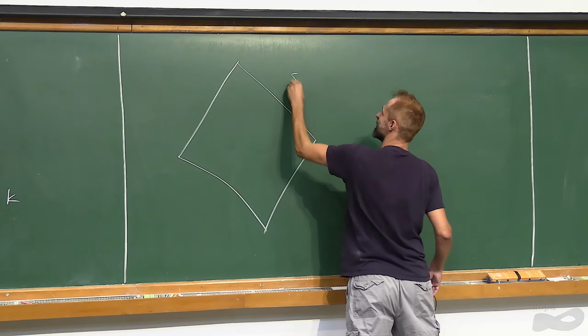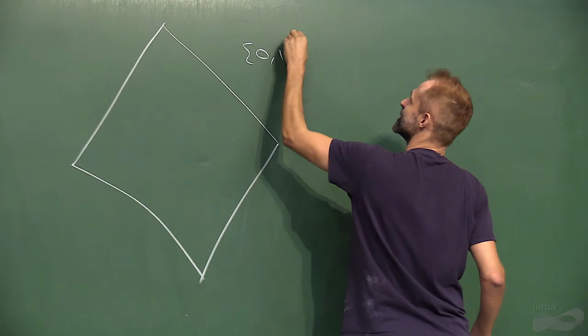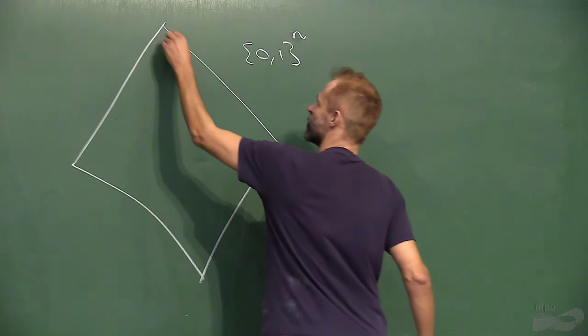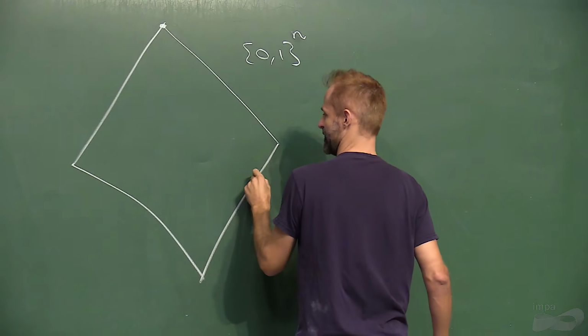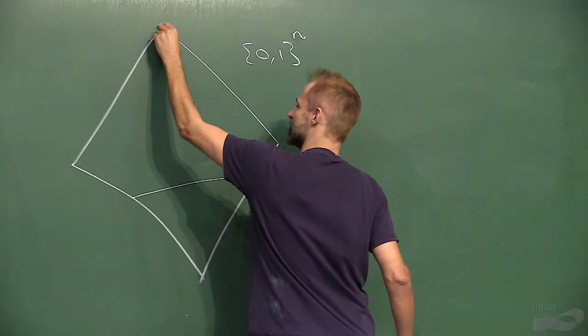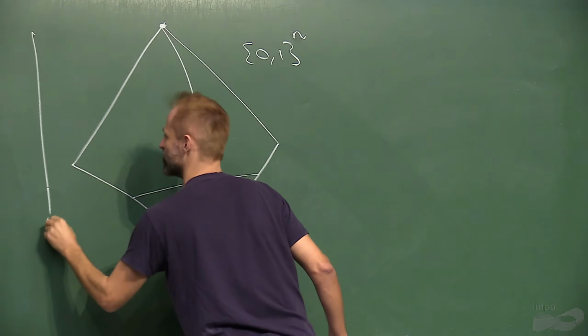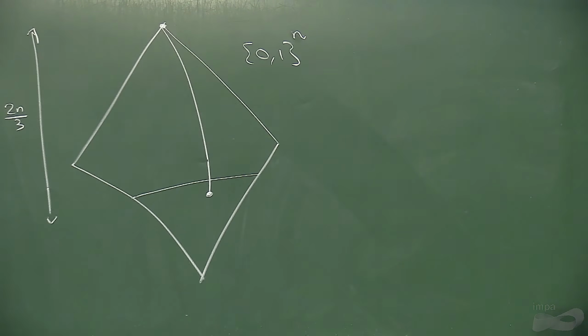Here is the hypercube, {0,1} to the k, let's call it n, whatever. It's a picture of the hypercube. I'm going to join each vertex to every vertex whose distance is greater than 2/3. Am I doing this correctly? I think I'm doing it correctly.